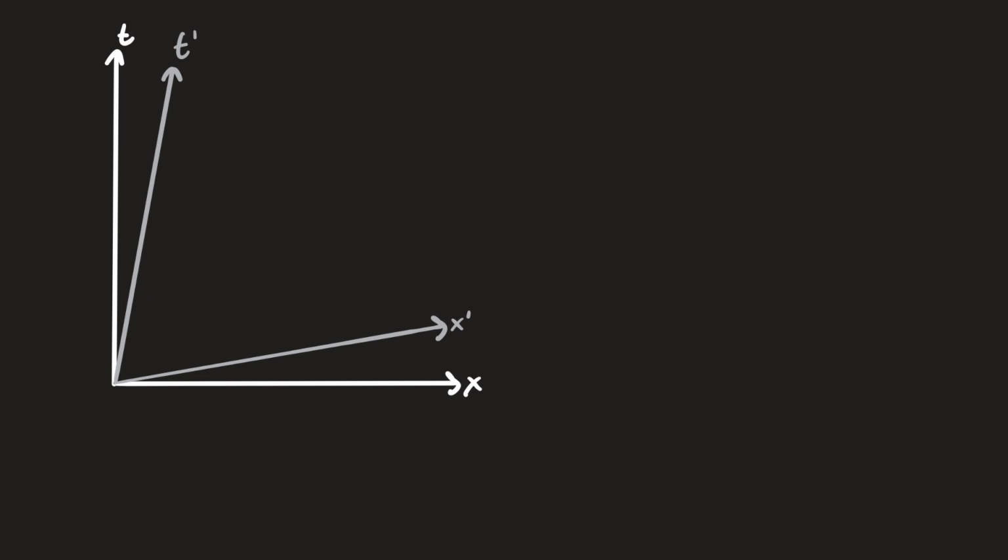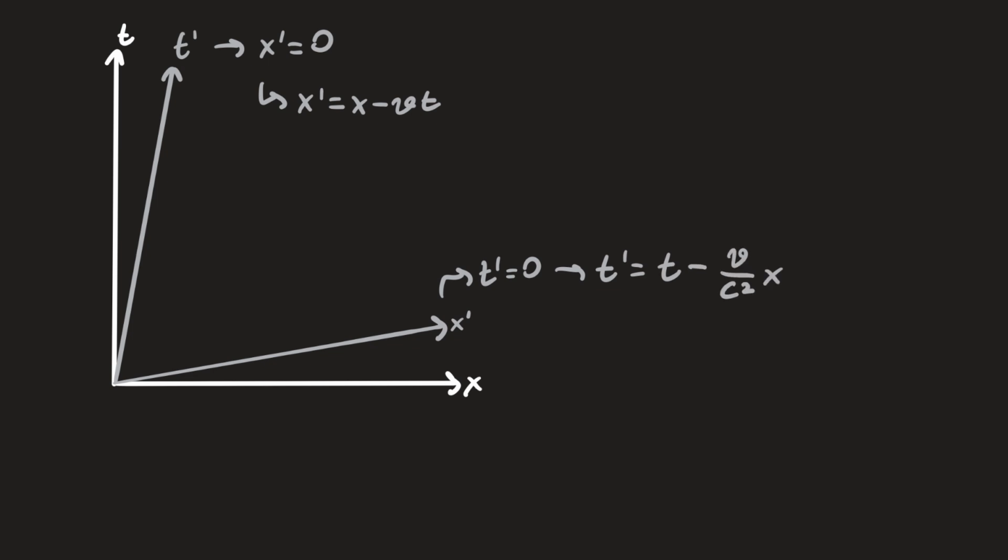So we have t prime, where x prime is equal to 0, and we already have the Galilean transformation for this, so x prime equals x minus vt. Now we have the x prime axis, and now we also have a transformation for this. t prime is equal to t minus v over c squared x. That is the slope that we just found. Okay, now ladies and gentlemen, the moment we have all been waiting for, let's introduce that famous Lorentz factor.